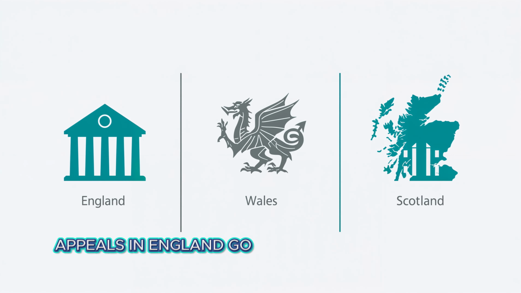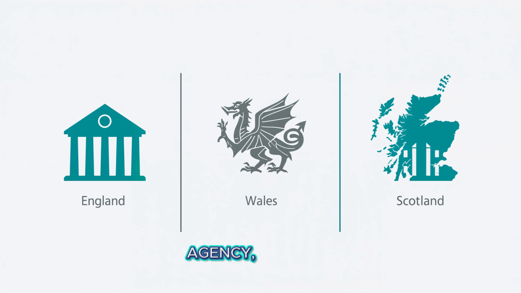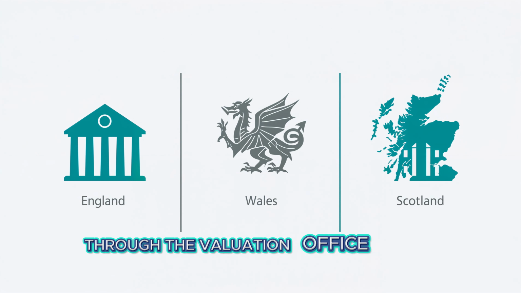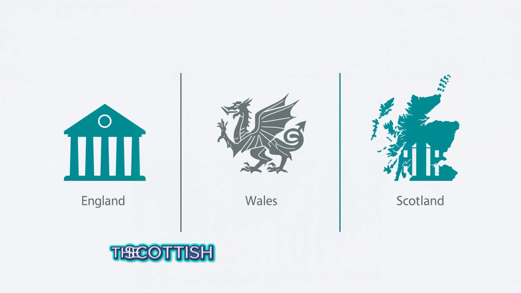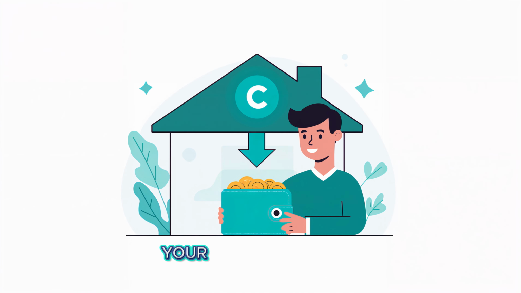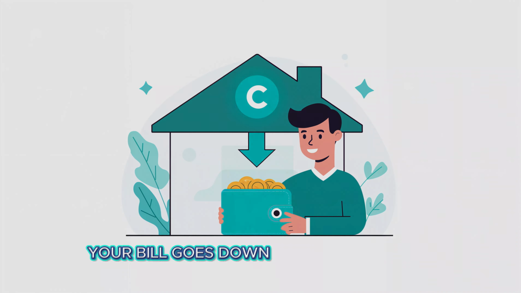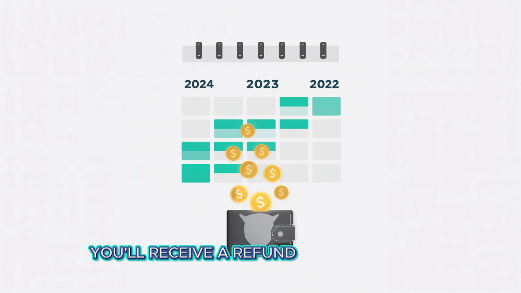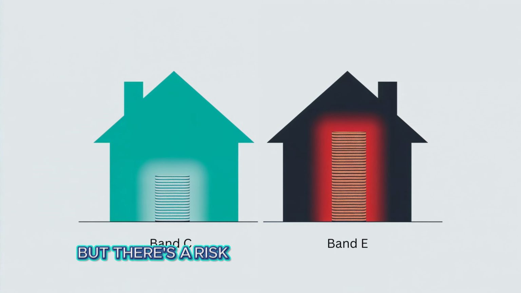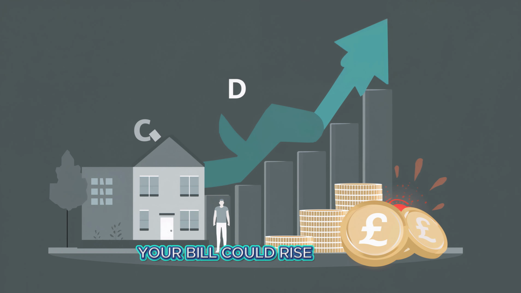Appeals in England go through the Valuation Office Agency. In Wales, through the Valuation Office Wales. In Scotland, the Scottish Assessors. If you win, your band is lowered, your bill goes down, and in many cases you'll receive a refund for past years. But there's a risk. If the authority decides you should be in a higher band, your bill could rise instead.